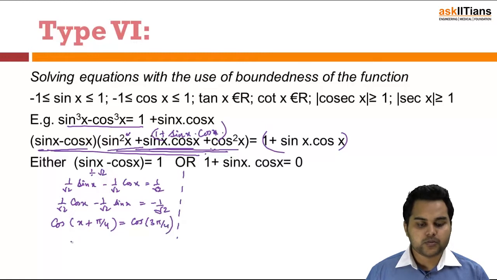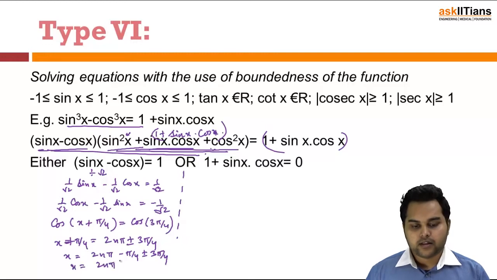I'll write again x plus pi by 4 to be equal to 2n pi plus minus 3 pi by 4. That will give me two solutions, as x is equal to 2n pi minus pi by 4 plus minus 3 pi by 4. So x will be either equal to 2n pi, if I consider the positive sign, that is minus pi by 4 plus 3 pi by 4, which gives me 2 pi by 4 or pi by 2, so plus pi by 2, or if I consider the negative sign, that will be minus pi.